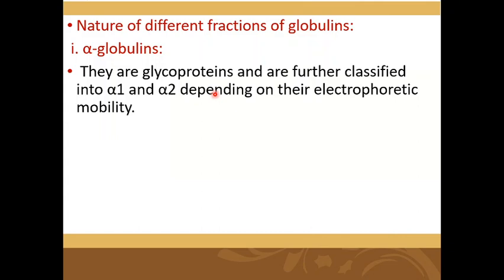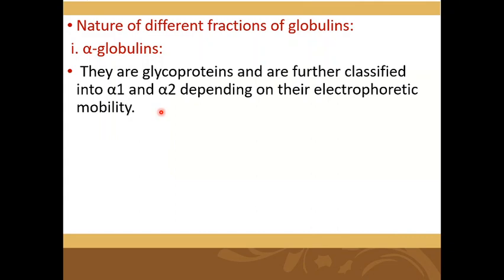Nature of different fractions of globulin. Alpha globulins. These are glycoproteins. Remember this. And they are further classified into alpha 1 and alpha 2 depending on their electrophoretic mobility. That is how they move on the electrophoresis. What is electrophoresis? I'll explain it to you in the practical class also.